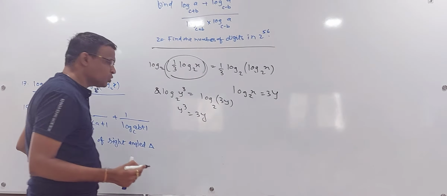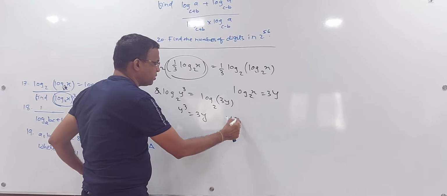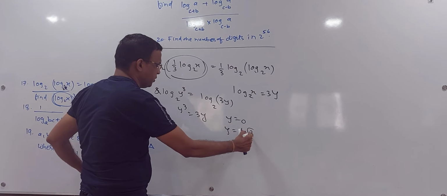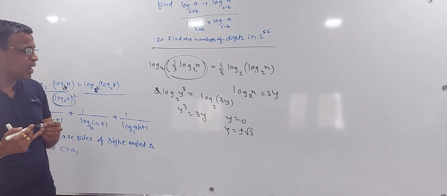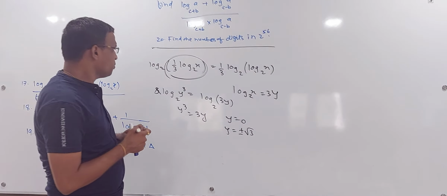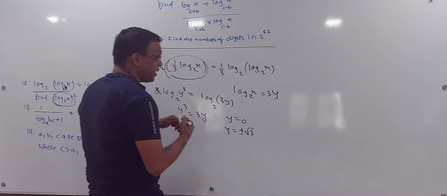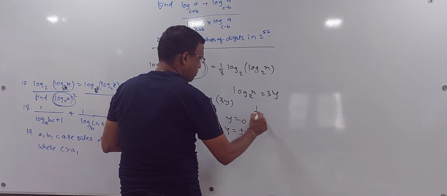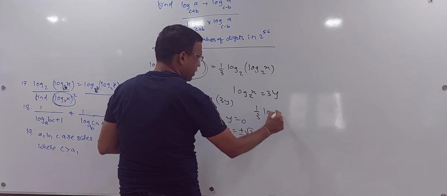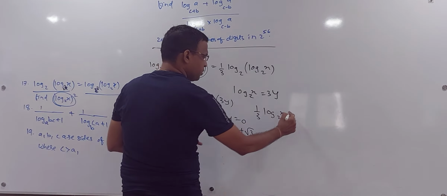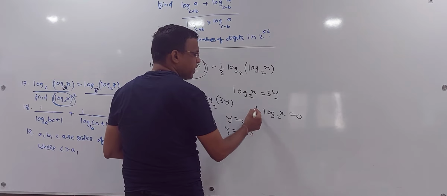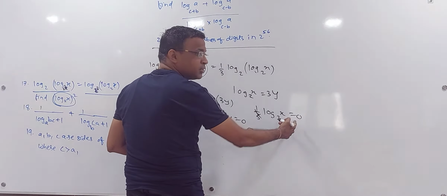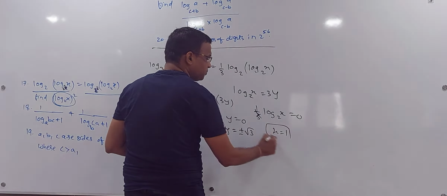Taking anti-log of both sides, it gives me either y is equal to 0 or y is equal to plus minus root 3, because y square will be 3. So y is equal to 0. What was my y? My y is 1 by 3 log x to the base 2 is equal to 0. So obviously 1 by 3 cannot be 0, so this will be 0. So 2 power 0 is 1.